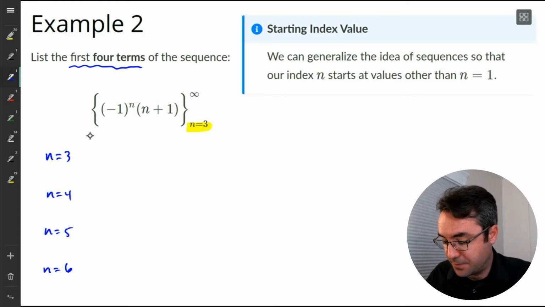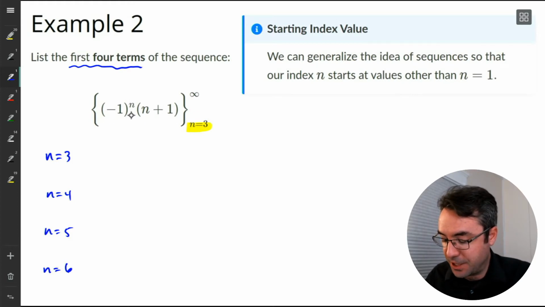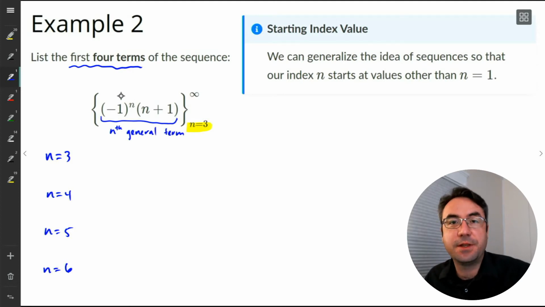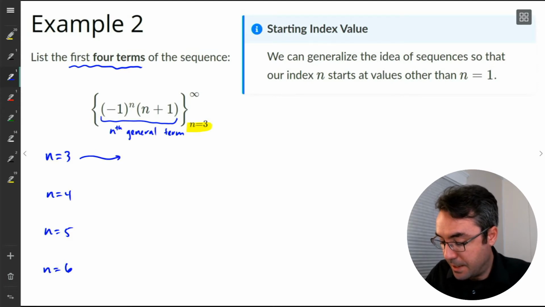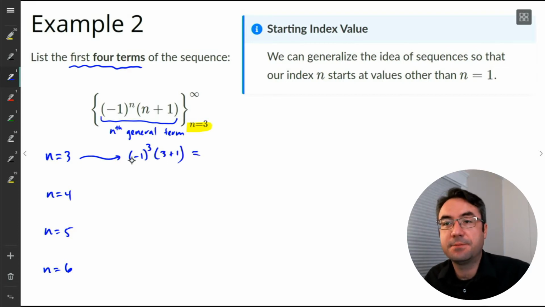All right, so let's go through the same process. We have this nice formula right in here. We're given the nth general term. So really that's just like the formula for our function that we're plugging into. So let's plug 3 in. And what do we get? We get negative 1 cubed times 3 plus 1. And if we simplify that, negative 1 cubed is negative, and then 3 plus 1 is 4. So we end up with negative 4.